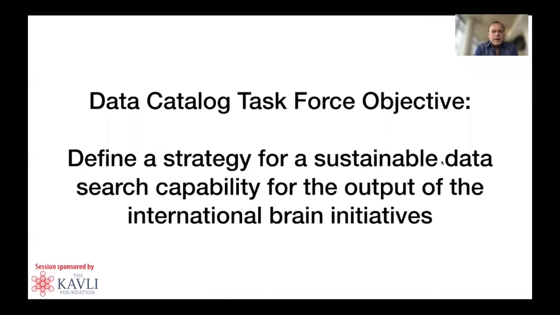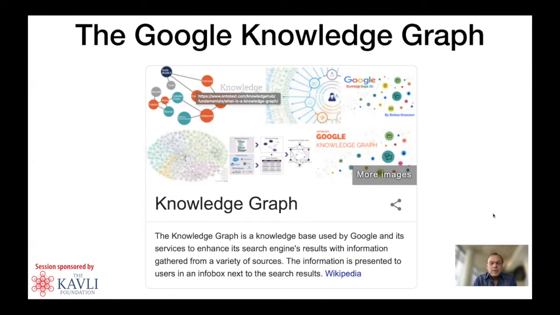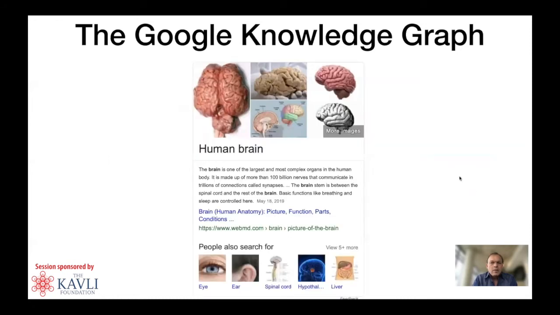First, the IBI Data Catalog Task Force had as an objective to define a strategy for a sustainable data search capability to discover all of the data produced by the International Brain Initiatives. As inspiration, we really started with the Google Knowledge Graph, which, as you know, is the basis of the most widely used search engine of our time. The Google Knowledge Graph contains a lot of information and, of course, the relationships between information. So when you search for the human brain, you find images of the human brain, you also find related concepts, and you find information, articles, entries describing the brain.